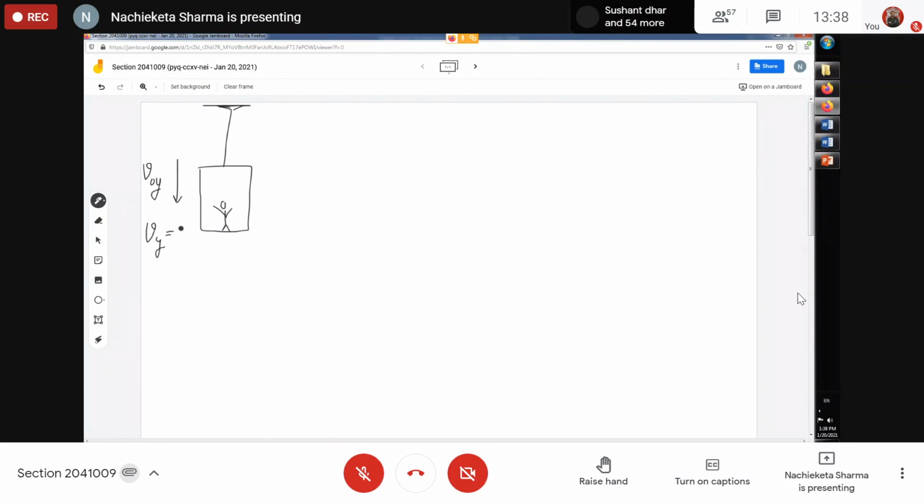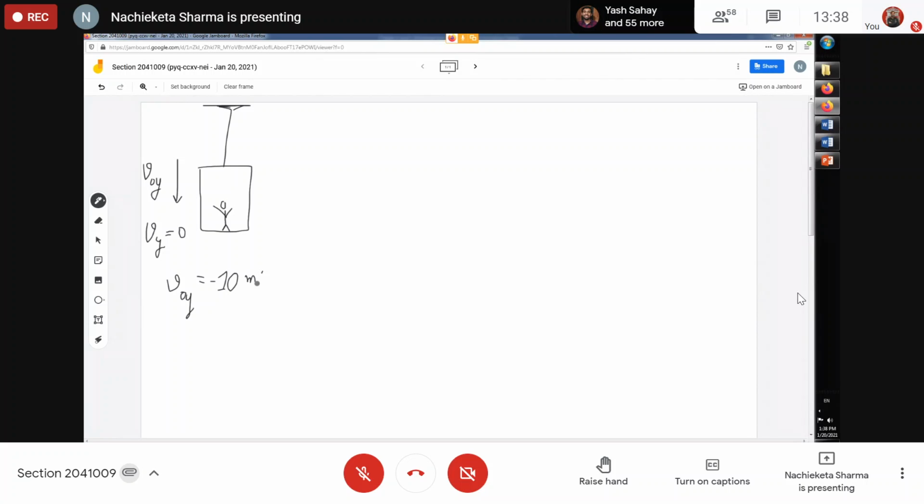The initial velocity is given because it is downwards, so you can write v naught y is equal to minus 10 meter per second. You cannot write the speed like this, but you can write the velocity like this, because velocity is a vector quantity. It has both magnitude and direction.